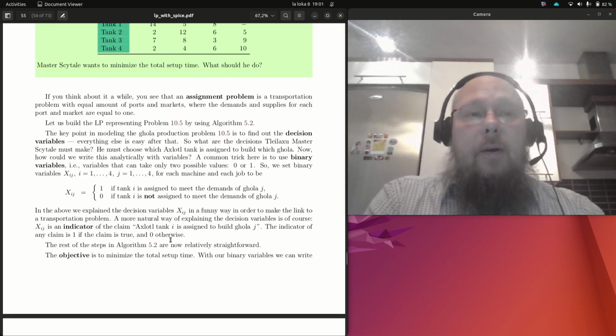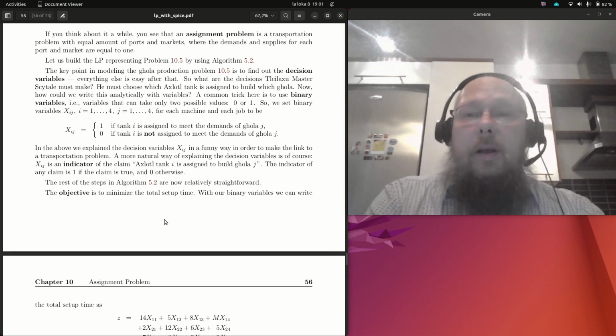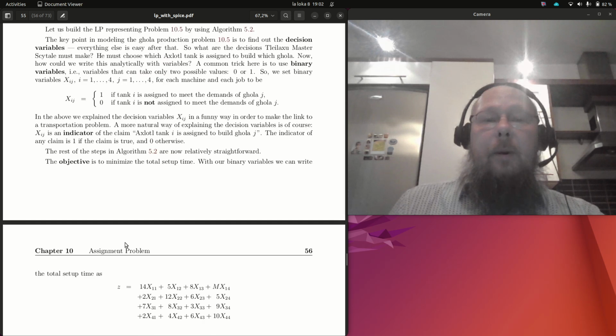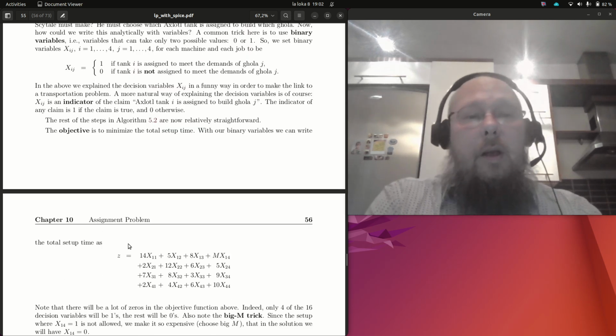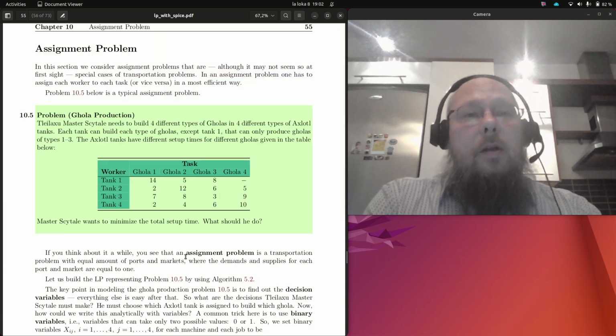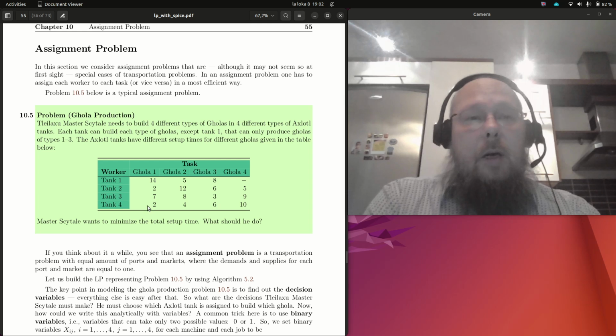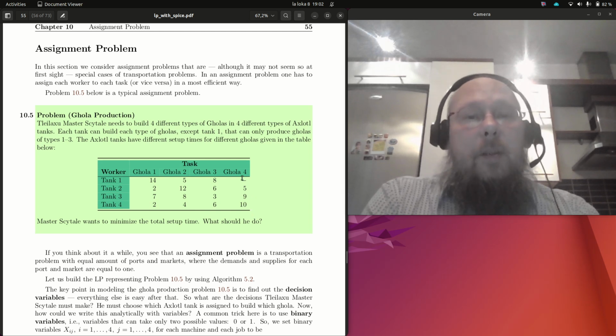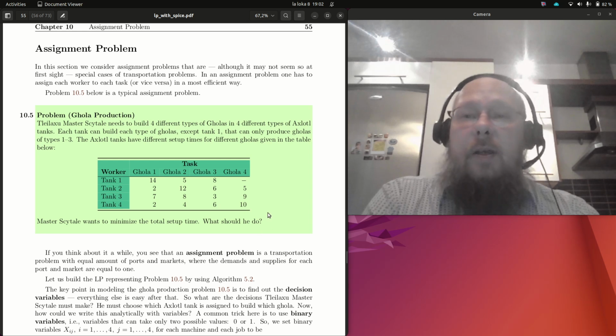Once we have decision variables, the objective is almost trivial now. There is a small hiccup here. Here is the total setup time: 14 times x11, 5 times x12, and so on. They come from this table, of course. So the objective function comes from these setup times. We want to minimize the setup times or costs. This will be the matrix C associated with the decision variables x_ij.